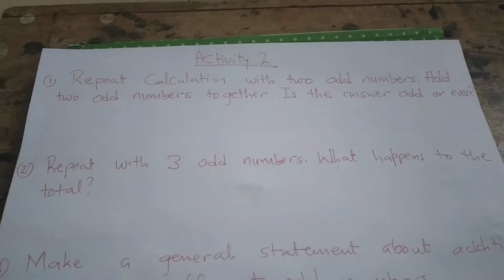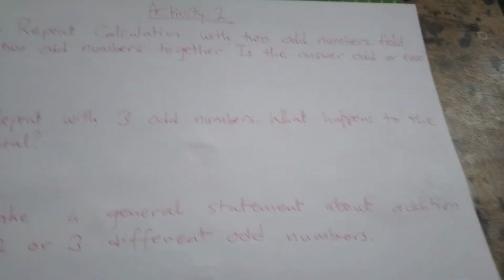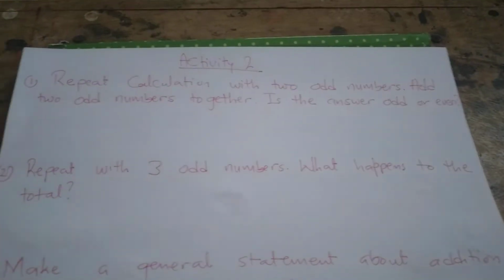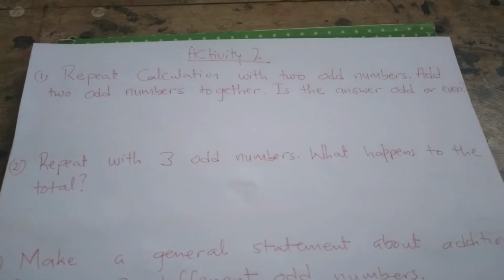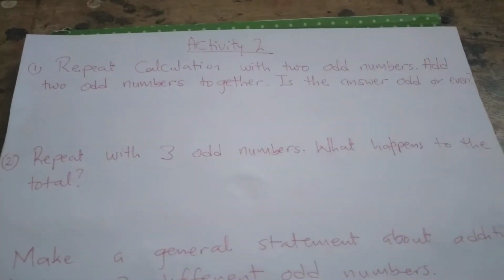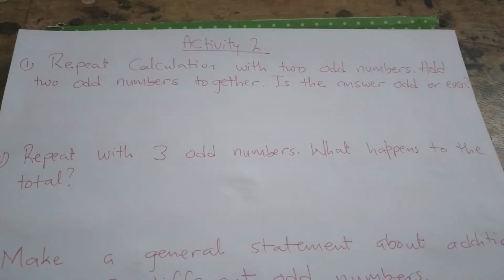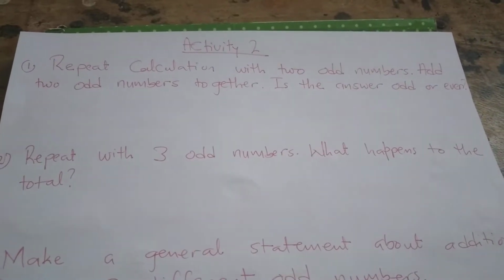Okay, activity 2. Dear learners, let us find out what activity 2 brings on board. Activity 2, step 1 says, repeat calculation with 2 odd numbers. Add 2 odd numbers together. Is the answer even or odd? So now let us see.